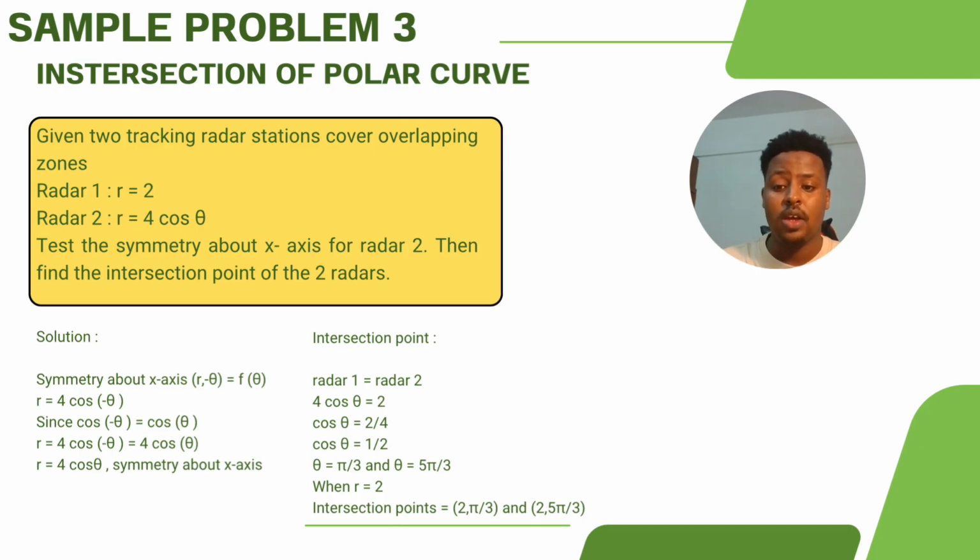Next, we find the intersection by setting the two equations equal, giving 2 equals 4 cos theta. Solving this, we get cos theta equals 1 over 2 and theta will be pi over 3. Substituting this value into the other equation, r equals 2. Therefore, the intersection points are (2, pi over 3) and, by symmetry, (2, 5 pi over 3).